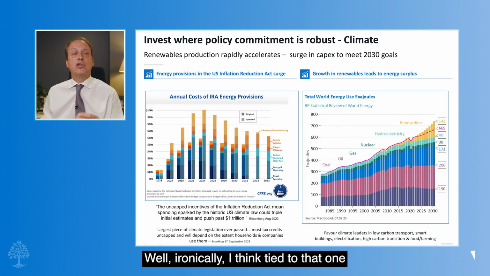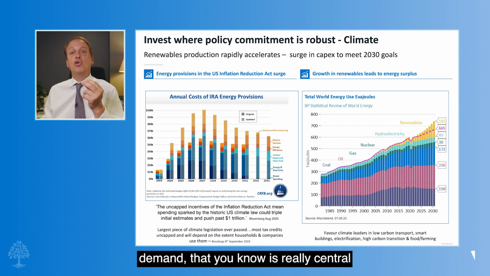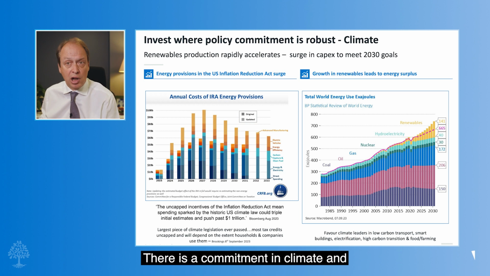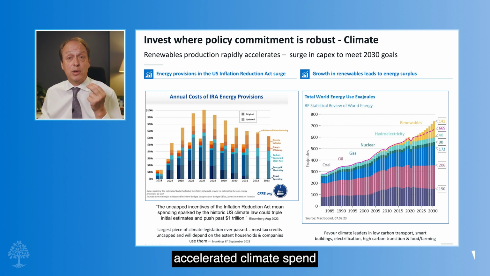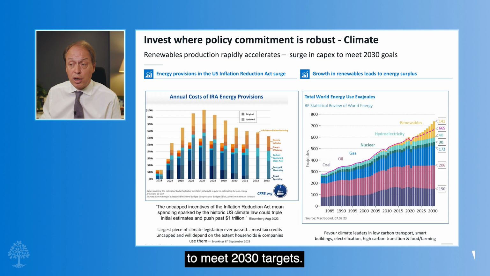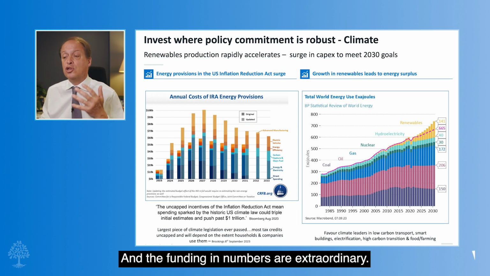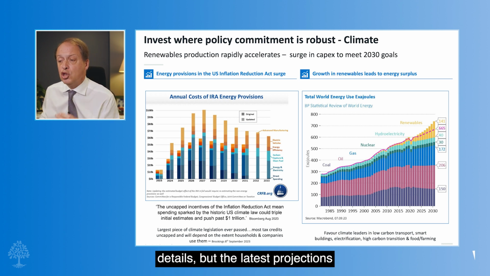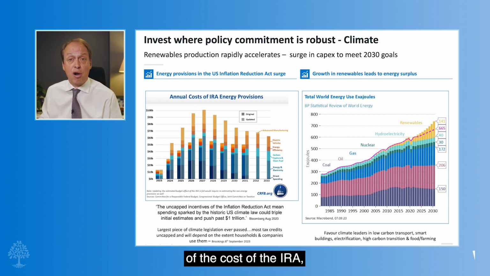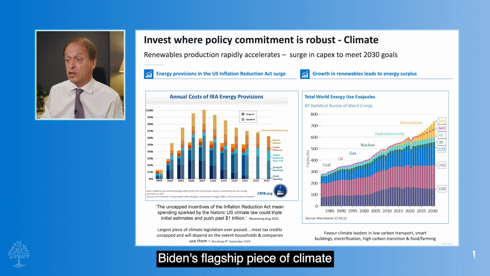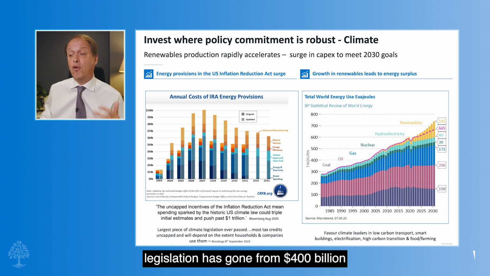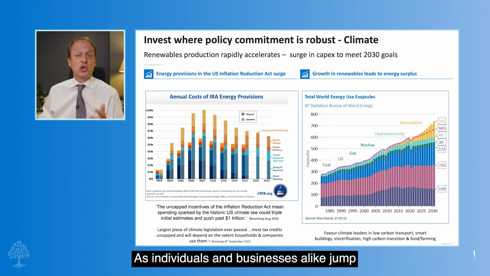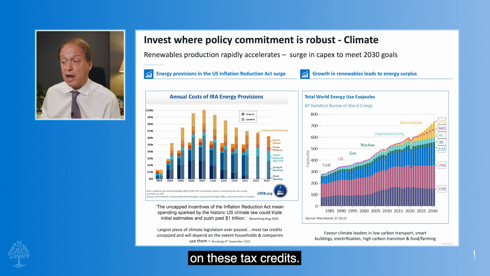Well, ironically, I think tied to that one demand that you know is really central to so many governments around the world, that is a commitment in climate and accelerated climate spend to meet 2030 targets. And the funding numbers are extraordinary. In the left-hand panel, don't go into all the details, but the latest projections of the cost of the IRA, Biden's flagship piece of climate legislation, has gone from $400 billion to almost $1 trillion as individuals and businesses alike jump on these tax credits.